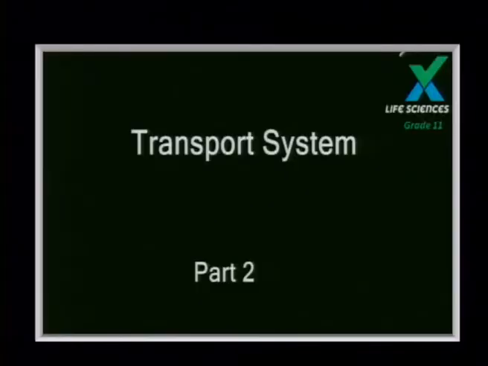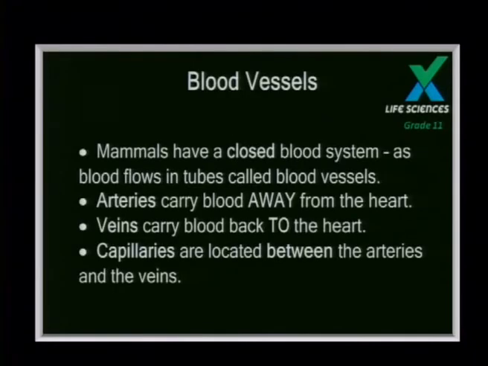We're going to be doing circulation or transport, part 2. We've done part 1. We've done all the structures of the heart. We've done diastole and systole and relaxing and stroke volume and cardiac cycles. Now we're going to be looking at the actual structures. So we've got transport system part 2, and we're going to be looking at our blood vessels.